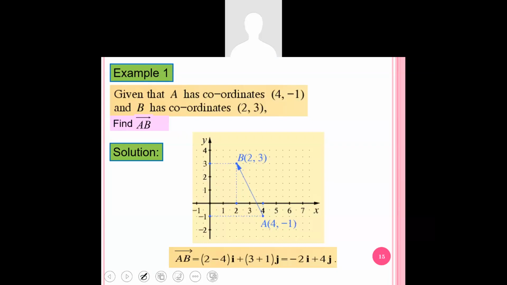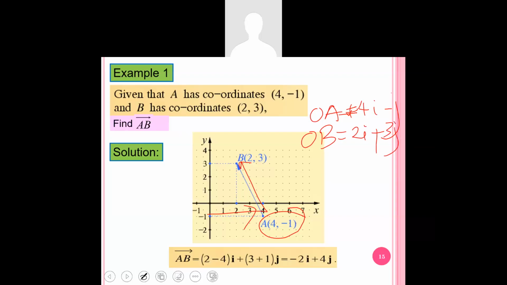So given A that has a coordinate of 4, negative 1, and B has a coordinate of 2, 3, find AB. Okay, so we're looking for the coordinate of AB. So but what do we know? What we know is that the position vector of OA, which is O to A, is 4i minus j. Okay, this is here. And the position vector of OB is 2i plus 3j.